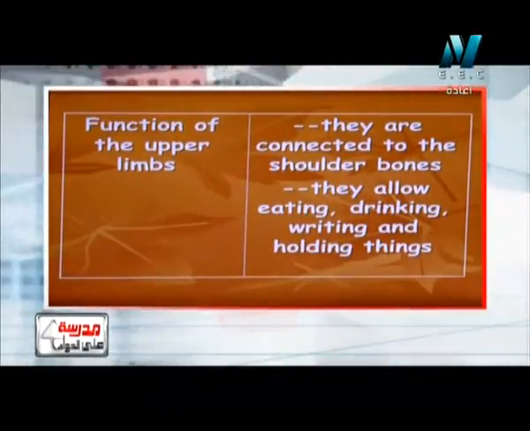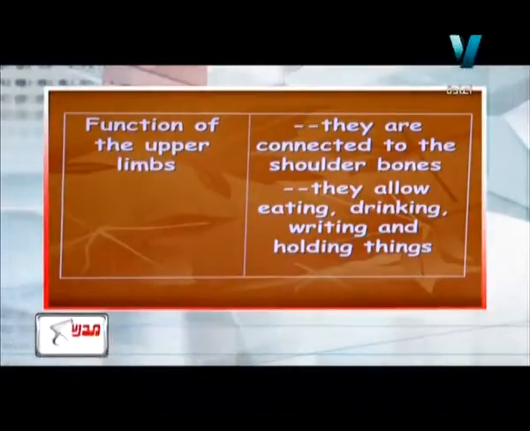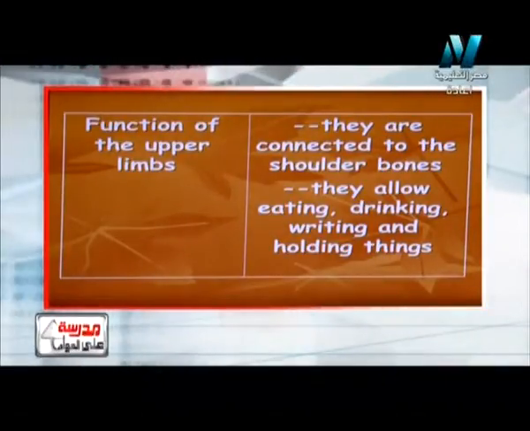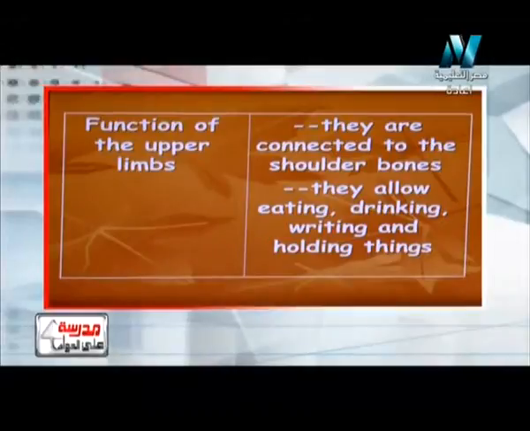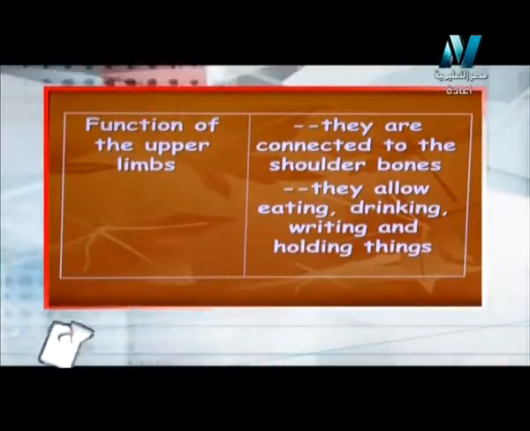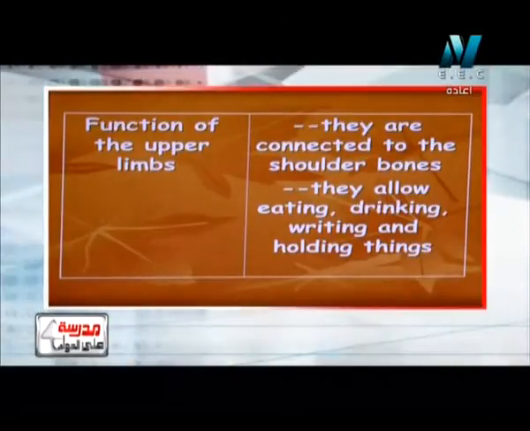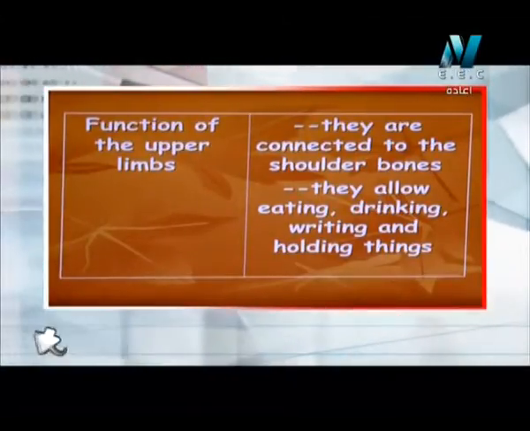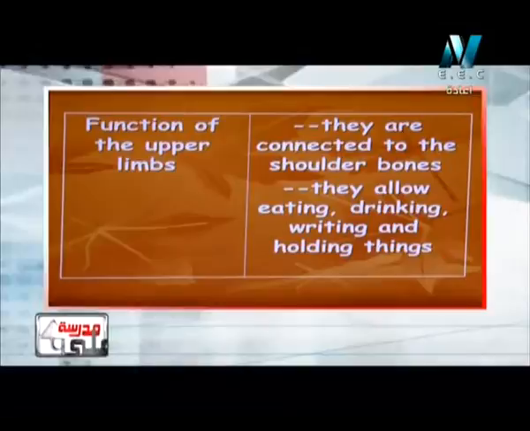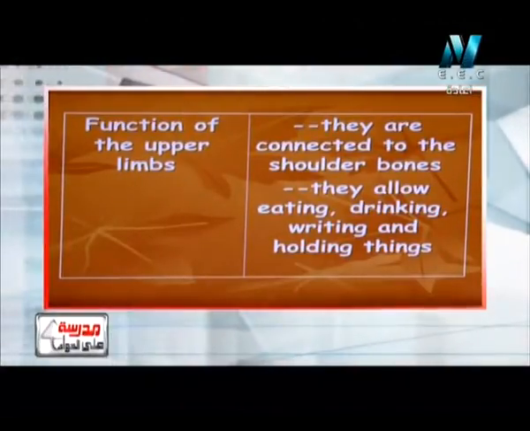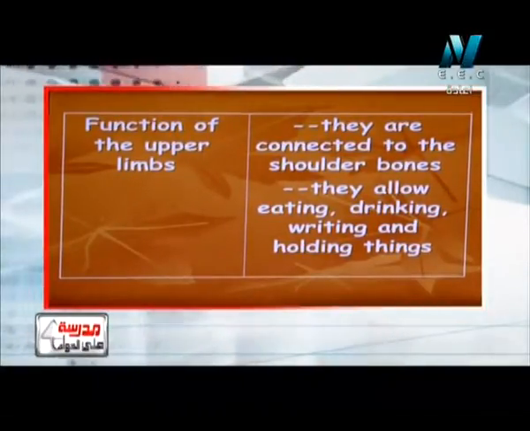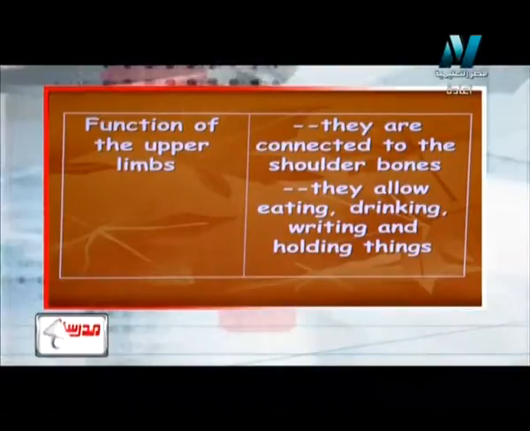Okay, so again, we said that the functions of the upper limb are eating, drinking, writing, holding things, and also we said that the upper limb is connected to the body by the shoulder bone. يبقى ازاي الupper limb متصل بالجسم through or by the shoulder bone. You can use it also to scratch your body, you know. Okay, right. You can scratch your body by the upper limb. So we have many functions of the upper limb.